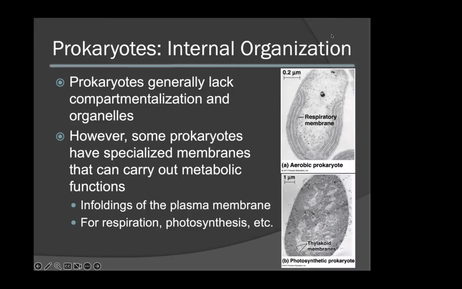We're now going to take a look at the internal organization of prokaryotes. Note that in general, prokaryotes lack what's termed compartmentalization. This means that we do not see the highly organized structure that we do in eukaryotic cells and the division of labor into organelles. Some prokaryotes do have specialized membranes that can carry out certain metabolic functions. In some instances, infoldings of the plasma membrane can have different proteins and varied structure responsible for respiration as well as photosynthesis. Take a look at the diagram to the right to see the infoldings of the membrane responsible for respiration as well as for photosynthesis.